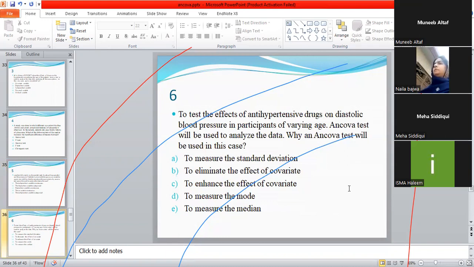Question number 6. To test the effects of antihypertensive drugs on the diastolic blood pressure in participants of varying age, the ANCOVA test will be used to analyze the data. Why will an ANCOVA test be used in this case? To measure the standard deviation, to eliminate the effect of covariate, to enhance the effect of covariate, to measure the mean, and to measure the median. B. Yes, B is the right answer. To eliminate the effect of covariate, the ANCOVA test will be used in this case.